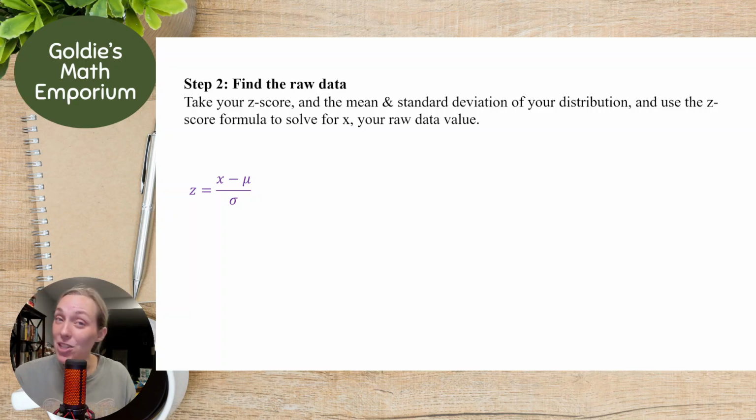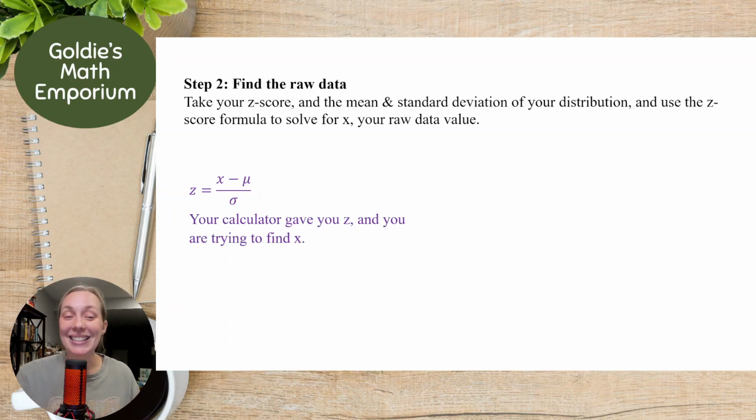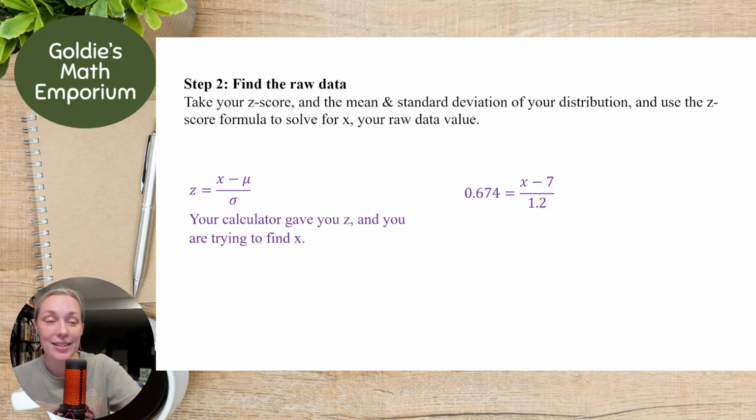Okay, so our z-score formula, remember, is this beautiful thing. Our calculator gave us our z-score, and we're trying to find x. So we're going to put those values in. We're going to put the z-score we found, 0.674. We're going to put in our mean, and we're going to put in our standard deviation.